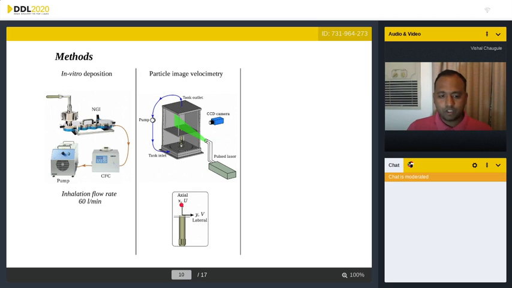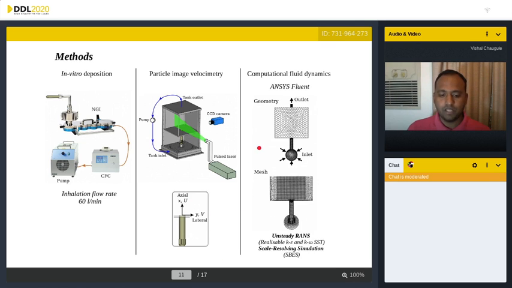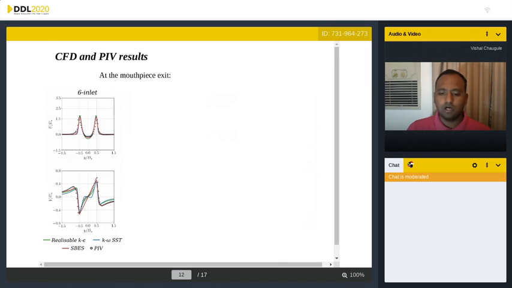The coordinate system that we used in this study is here. This is the DPI mouthpiece exit. Coming straight out is the axial direction, and orthogonal to that is the lateral direction. So we have X and Y and U and V as the spatial coordinates and velocity components in those directions, respectively. CFD simulations were performed using ANSYS, where the model geometry mirrored that of the PIV setup, and the computational mesh used a polyhex core structure. We looked at 3 different kinds of turbulence modeling approaches, 2 of which were based on unsteady RANS, and the third was based on a scale-resolving simulation approach, which used SBES.